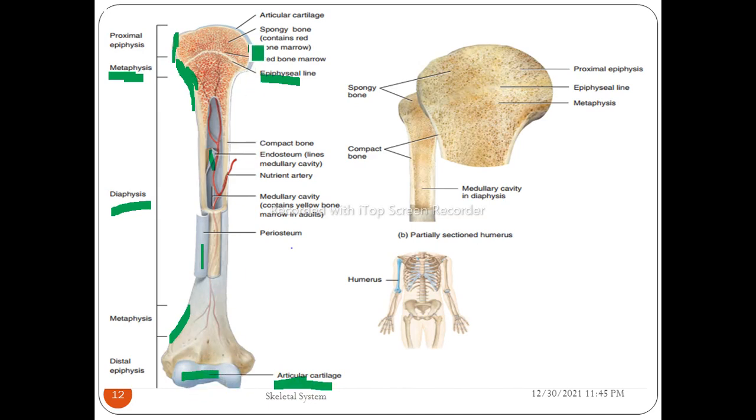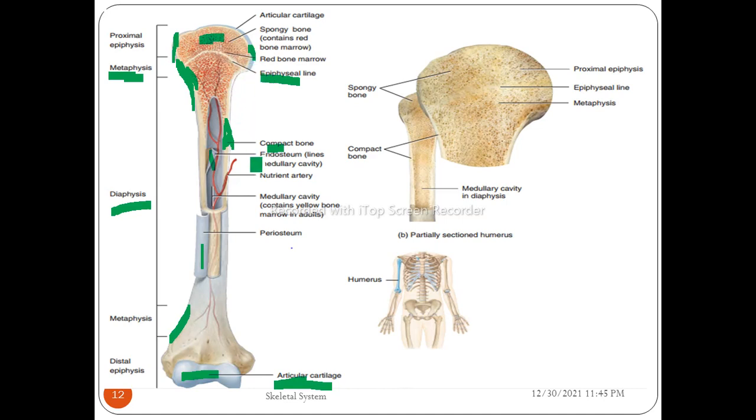And this is cartilage, the same thing. This is articular cartilage. The other part, in a long bone, is mostly compact bone. So this one is compact bone. Only in the two ends is there sponge bone. Sponge bone is found in the two ends, while the others are compact bone. This sponge bone contains red bone marrow.